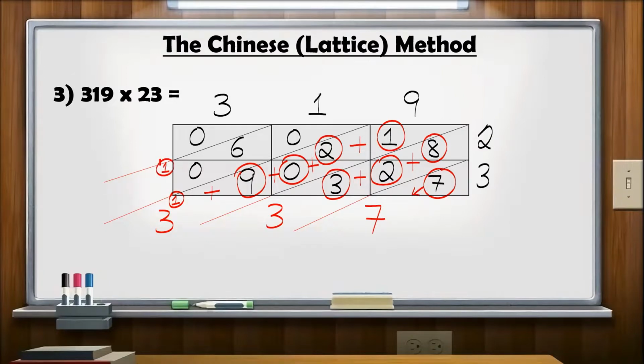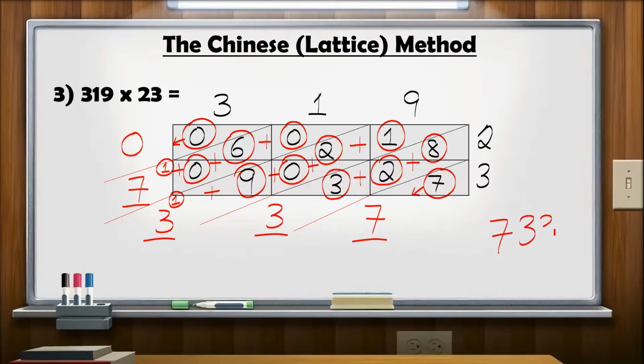In my next diagonal column, I have the number 0, 6, 0, and the number 1, which I've carried from my previous column. I would add these 4 numbers together. So 0 plus 6 is 6, plus the 0 is 6, plus the 1 is 7. And in my final diagonal column, I have the number 0, which I will bring down. So I have got my overall answer to 319 times 23, which is 7,337.